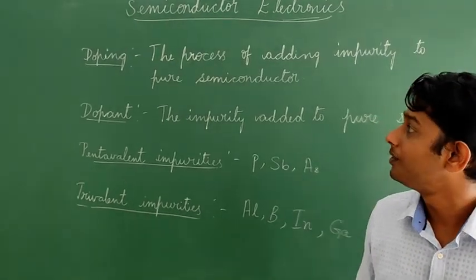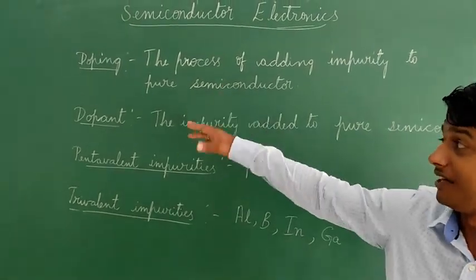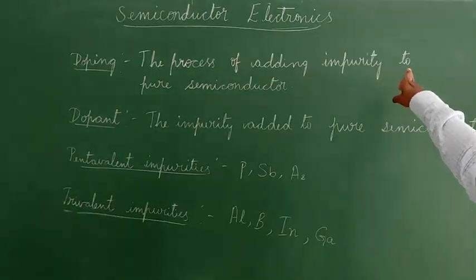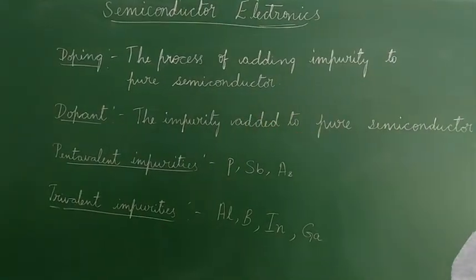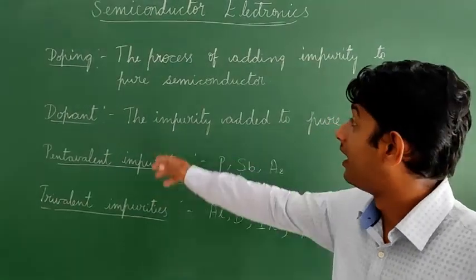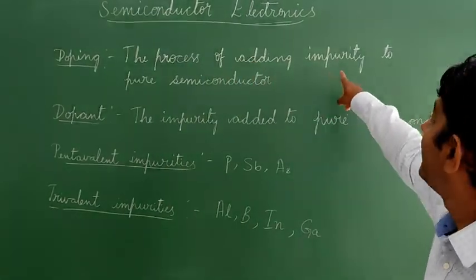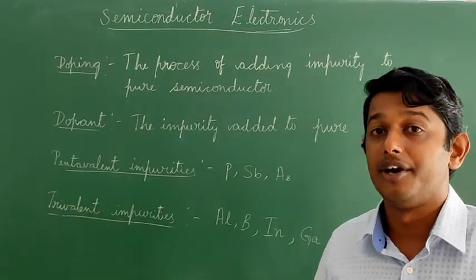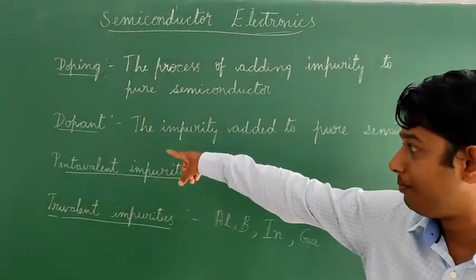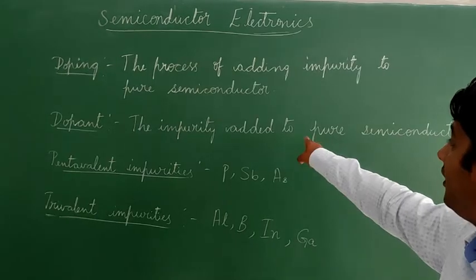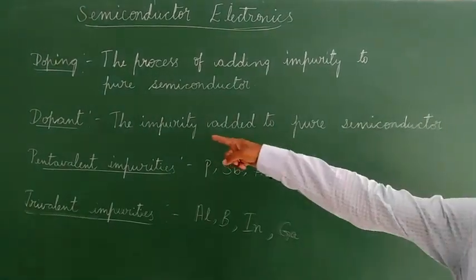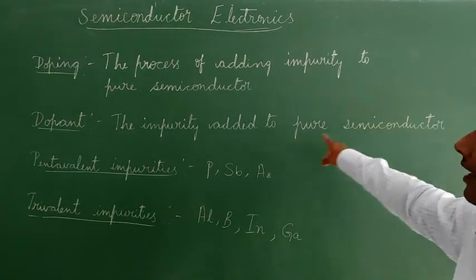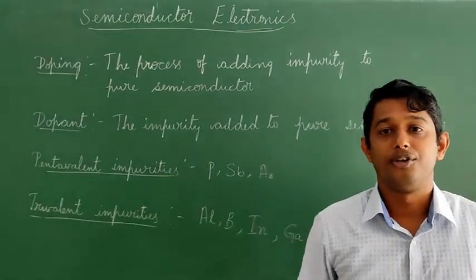Let us know a few terms here. The first one is doping. The process of adding impurities to pure semiconductor is called doping. Then what do you mean by dopant? The impurity added to pure semiconductor is called a dopant.